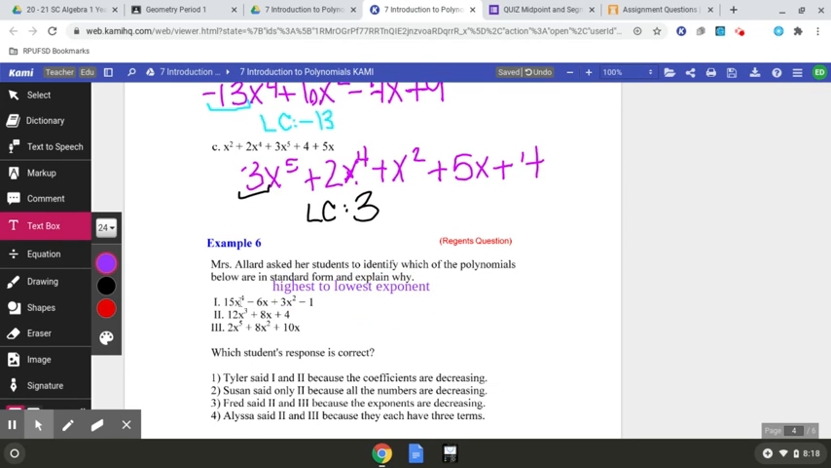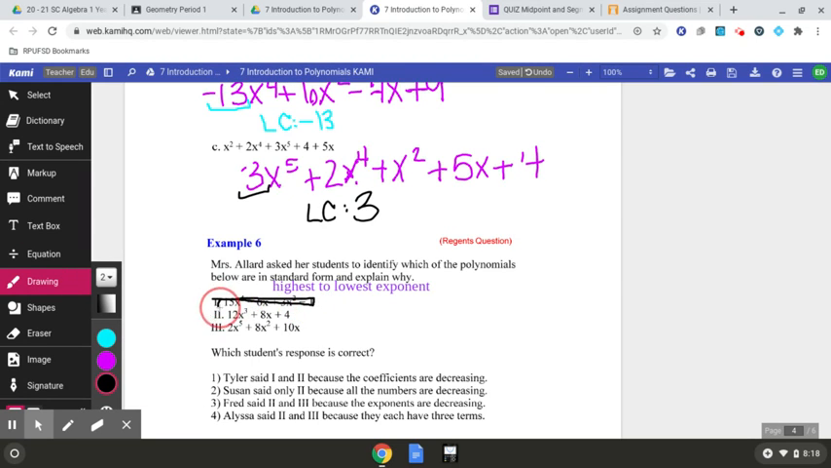So if I look at the first one, I have a 4, a 1, a 2, and a nothing. So that is technically not in standard form because I'm not going in order. Here I have a 3, a 1, and then nothing. So this is actually in standard form. And then I have 5, 2, and this is a 1 technically. So that is going from highest to lowest. So 2 and 3 are in standard form.